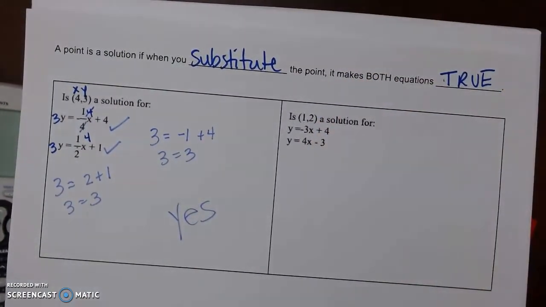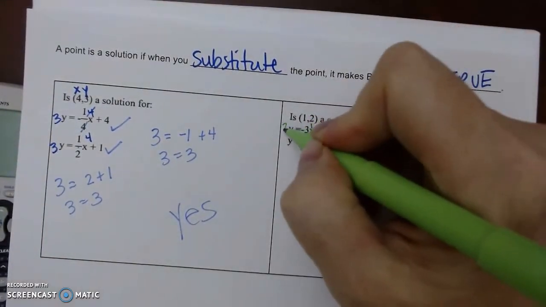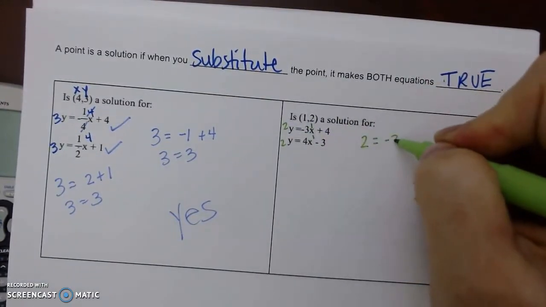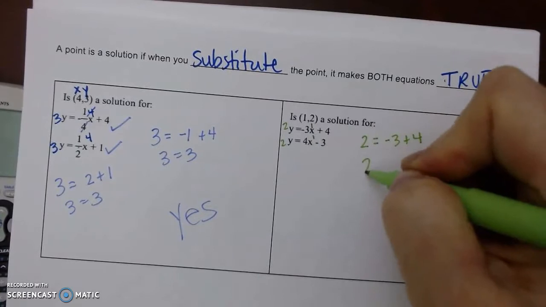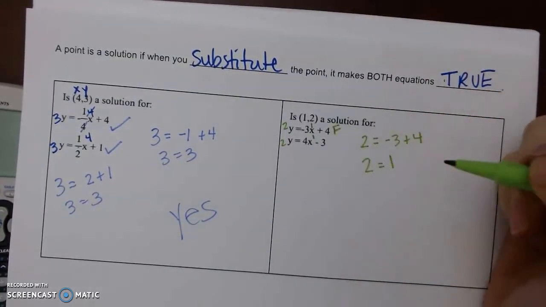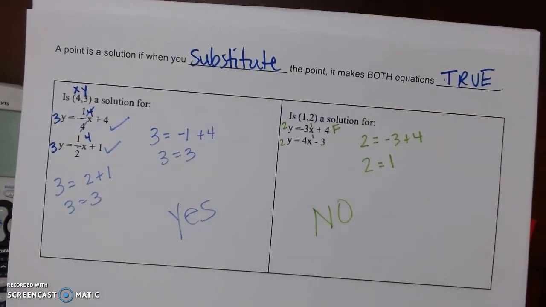So let's try this. So if we've got x is 1 and y is 2, is 2 equal to -3 plus 4? 2 equals 1. That's false. So I don't even have to check the other one. That's not true.